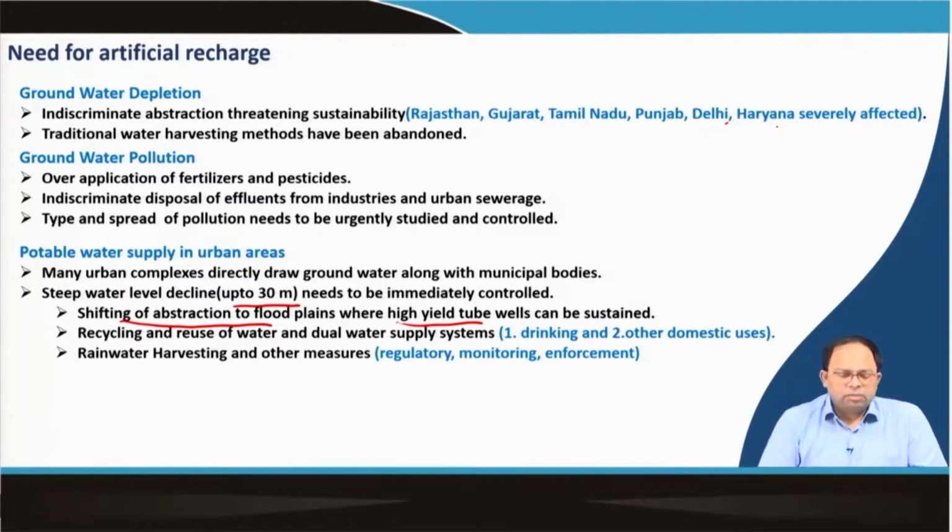And then we can also recycle and reuse water, and we can use dual water supply systems as we have discussed earlier. Maybe one water supply system just for potable purposes, another for non-potable purposes. So we would be able to treat and then reuse some of the existing wastewater. That will reduce the demand for groundwater. And finally, rainwater harvesting and other measures could also be introduced, and for that we require regulatory interventions, monitoring, enforcement, and so on.